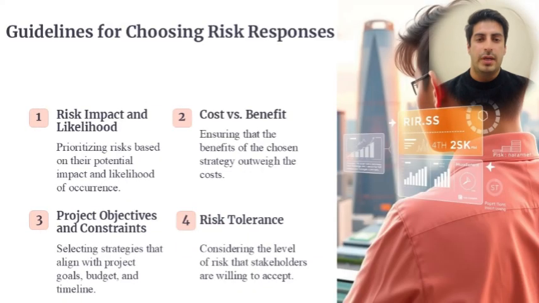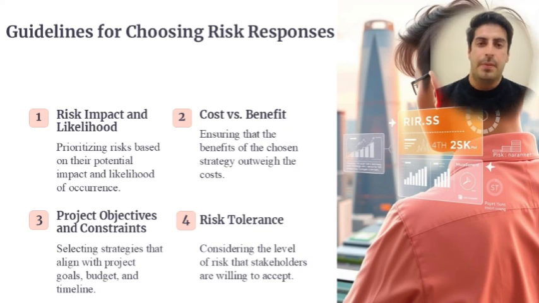Let's talk about guidelines for choosing a risk response and uncover why it's so important. When selecting appropriate risk responses, several key factors must be considered to ensure that strategies are both effective and aligned with project objectives. First one is risk impact and likelihood. Second one, project objectives and constraints. Third one, cost versus benefit. And fourth one is risk tolerance. By applying these guidelines, project teams can ensure that their risk response strategies are well informed, balanced, and aligned with both the project's needs and stakeholder expectations.